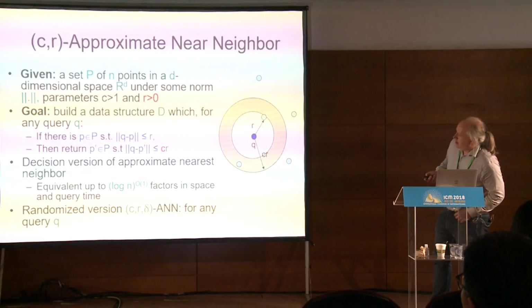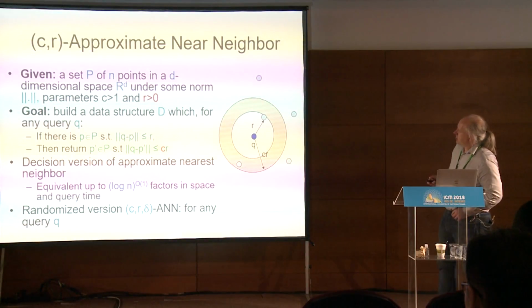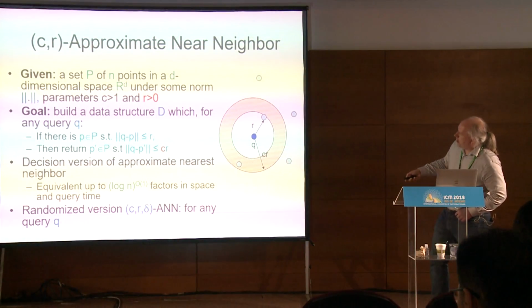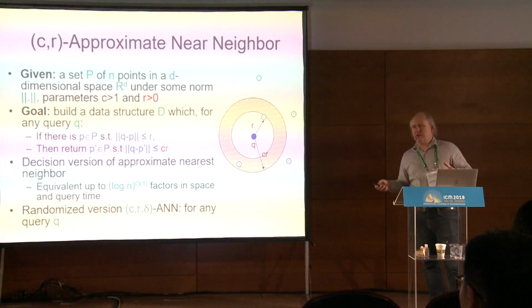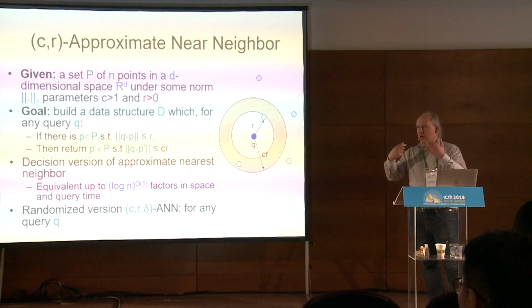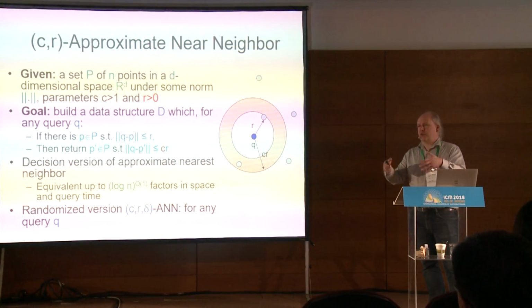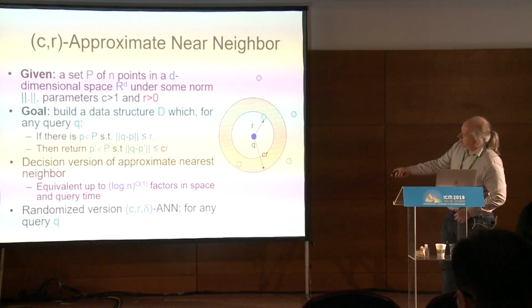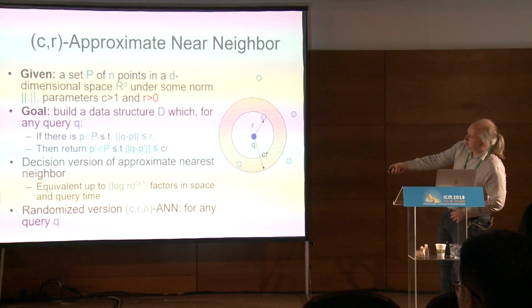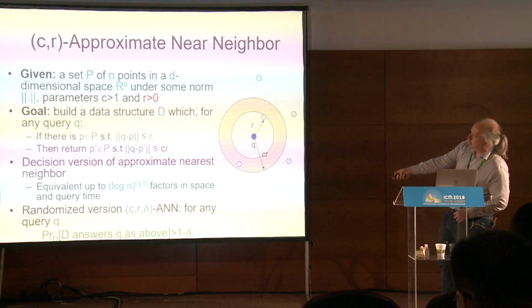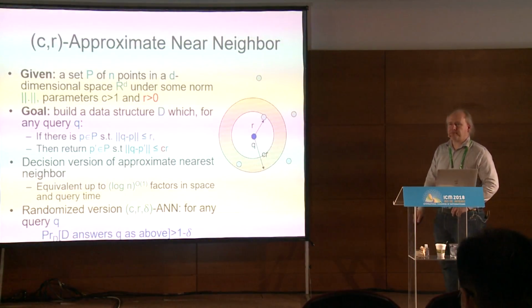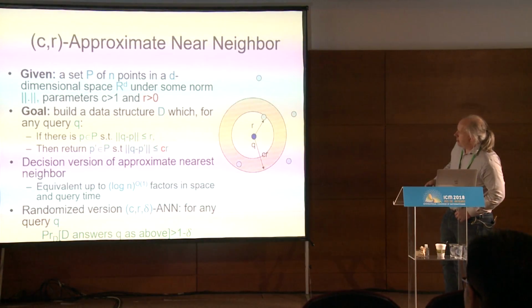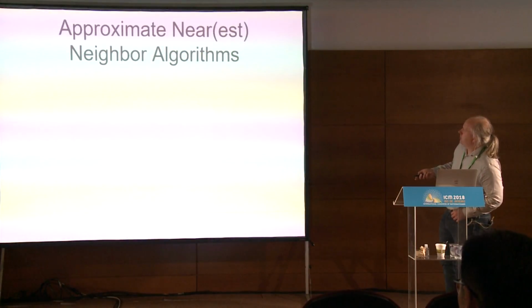And the last thing that I need to define is a randomized data structure. Almost all the data structures that I'll be talking about are randomized, meaning that the algorithm, when constructing the data structure, tosses random coins. So there's randomization involved. And what we want then from this data structure is that for any fixed query Q, the probability that the data structure behaves correctly on Q is at least 1 minus delta, where delta is a parameter. All right. So this is the definition of the problem that we'll focus on.